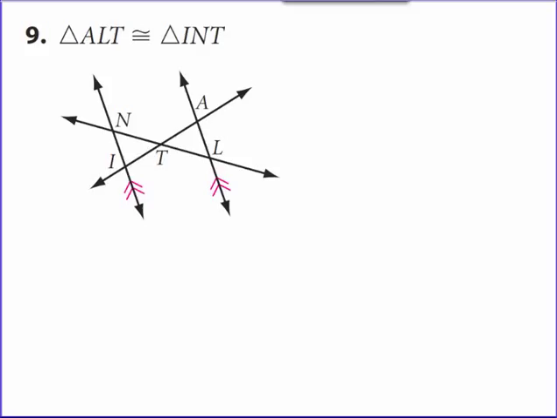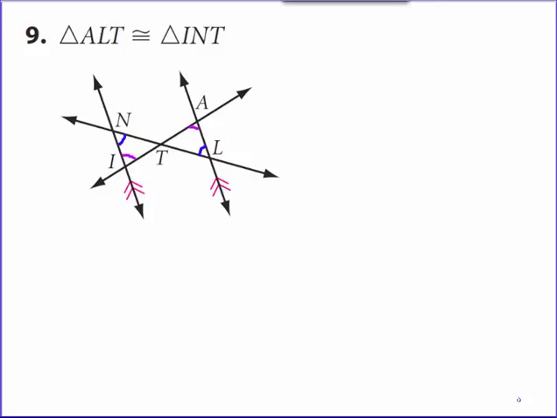So in looking at these triangles, it says triangle ALT is congruent to triangle INT. So let's look at our diagram. And looking at our diagram, we've got two parallel lines. So consequently, with two parallel lines, we know that this angle and this angle are congruent. Why? Alternate interior angles. Likewise, we know that this angle here and this angle here are congruent. Why? Alternate interior as well.